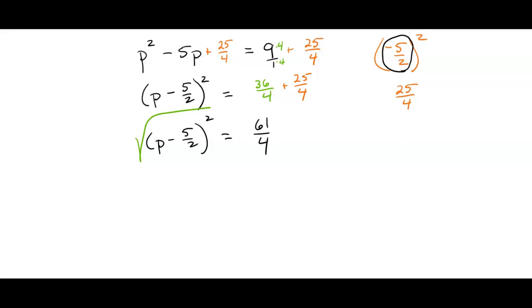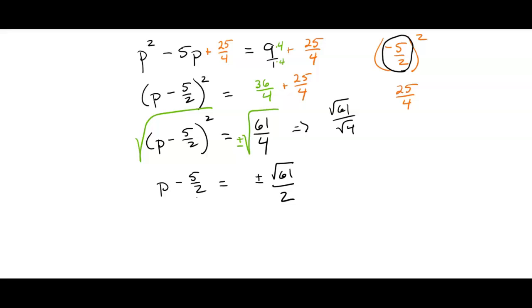Now we're off to taking the square root of both sides. So take the square root of this side, take the square root of this side, don't forget the plus or minus. And now on the left we have p minus 5 over 2 equals plus or minus the square root of 61 over 2, because we can take the square root of 4. Remember, you can split this up into the square root of 61 over the square root of 4. So if it helps, you can write that. But you can take the square root of 4, and that's 2.